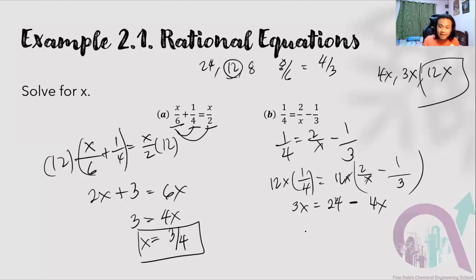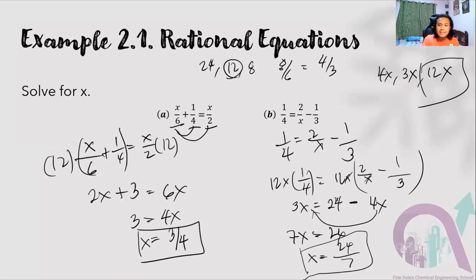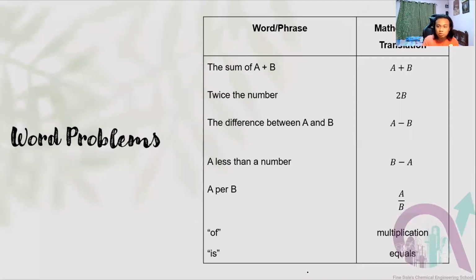Okay? So combine like terms, you transfer this to the other side. So you add it here, and you have 7x over 24. Okay? So divide both sides by 7 to get x. You have 24 over 7. Okay? And that's it. Let's just move on to word problems.